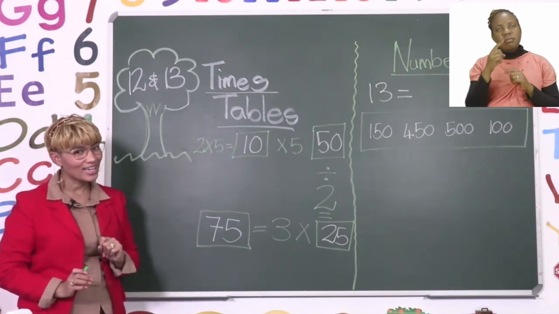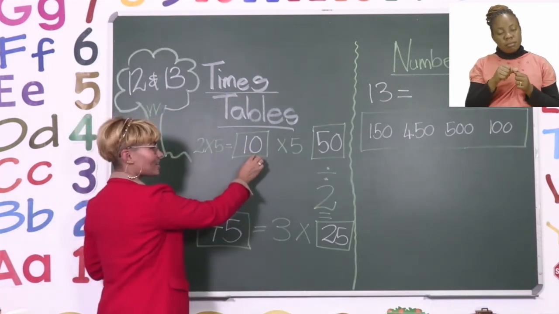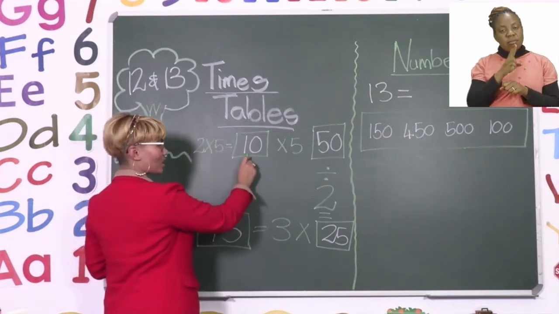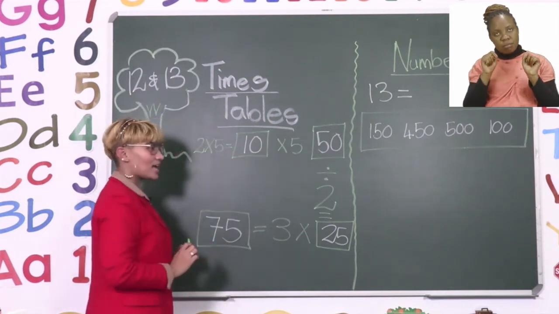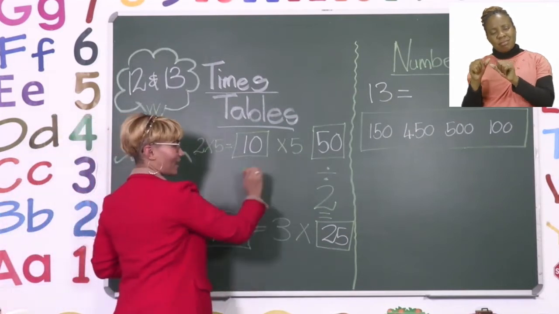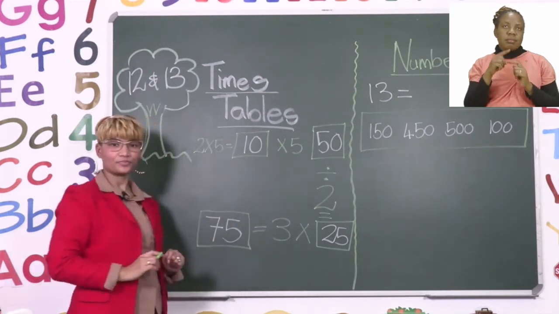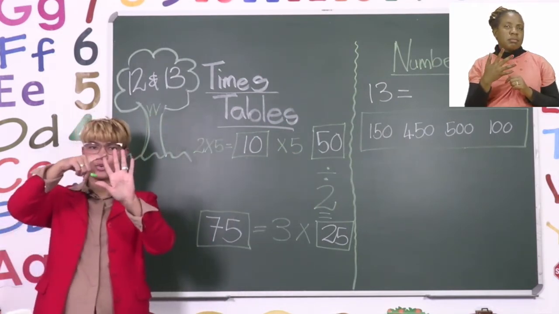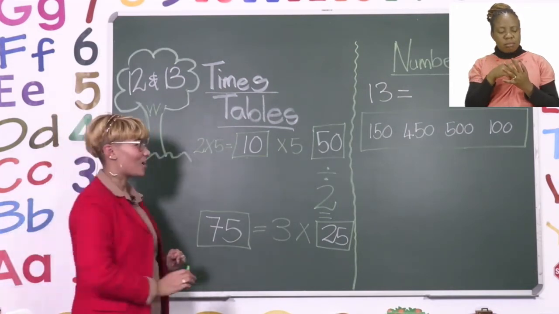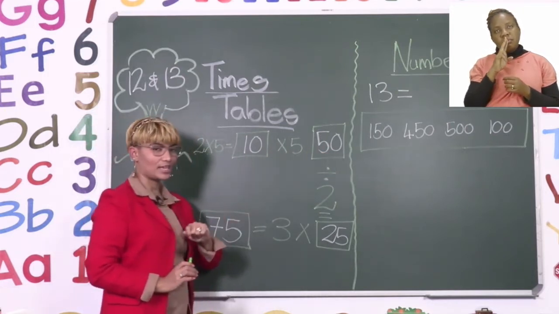Now, we go further. We say 10. Remember, boys and girls, this is the answer that we got from our first sum. So we use this answer to further multiply or times by 5. So we say 10 times 5. So 10, 20, 30, 40, 50. And that's our answer. 10 times 5 equals 50.